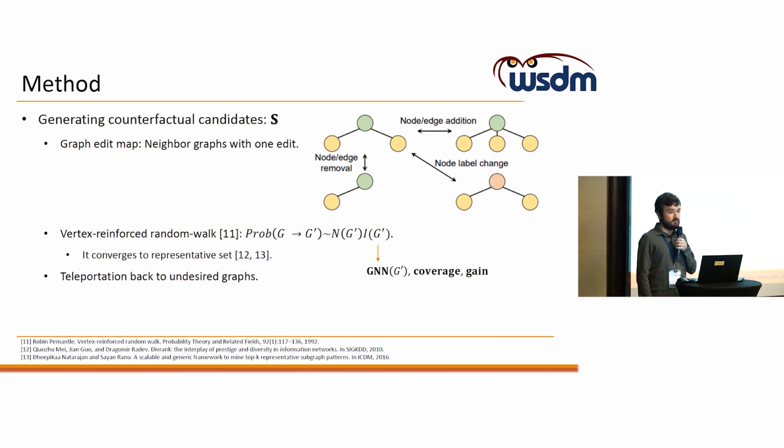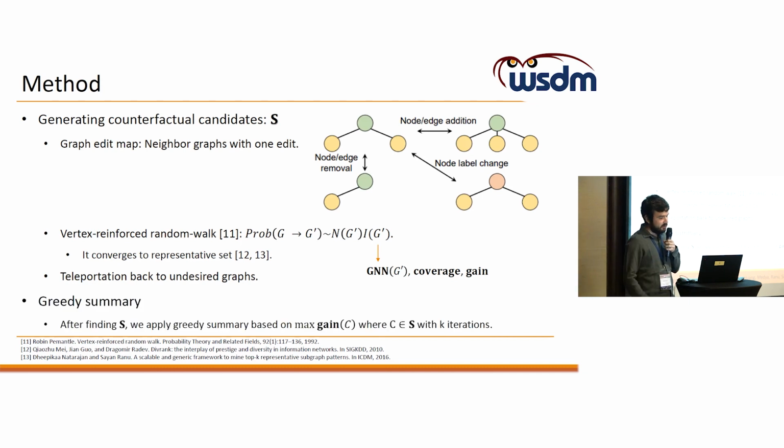Since we cannot explore all graphs in the universe, we start with a random undesired graph in our datasets. We explore the neighborhood, and with some probability go back to another undesired graph. This way, we will explore the neighborhoods of all undesired graphs and end up with representative counterfactuals. After we have the counterfactual candidate set S, we apply a simple greedy algorithm to find a size K subset of them as our final counterfactual summary set C.